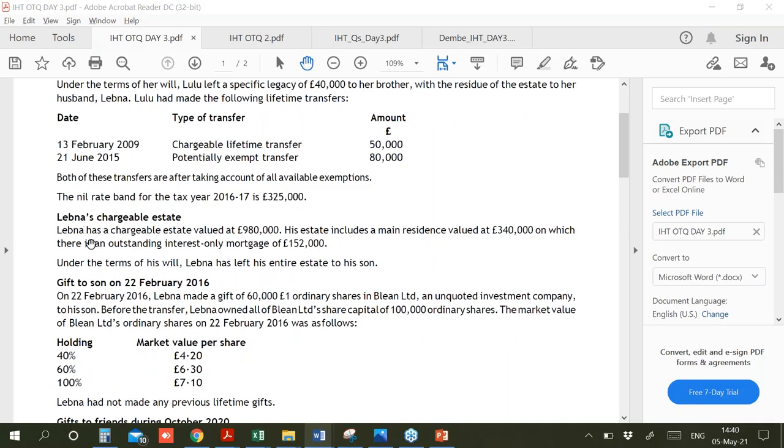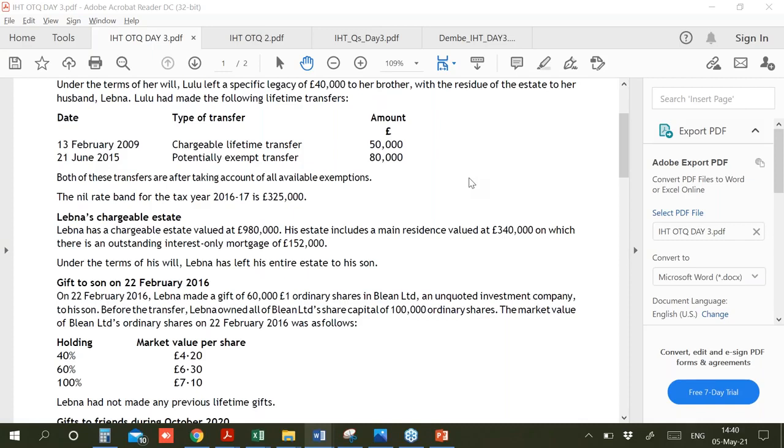Lebna's chargeable estate. Lebna has a chargeable estate valued at 980. His estate includes a main residence of 340, on which there is an outstanding interest only mortgage of 152,000. Now, guys, you answer me. Can I deduct the interest only mortgage of 152,000 from this property? Is an interest only mortgage allowed?